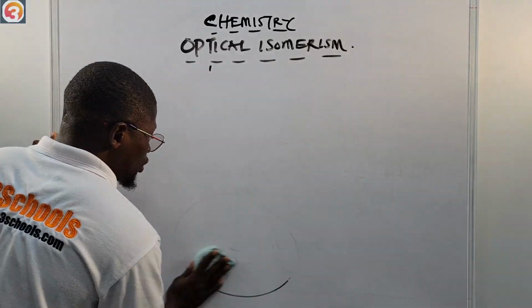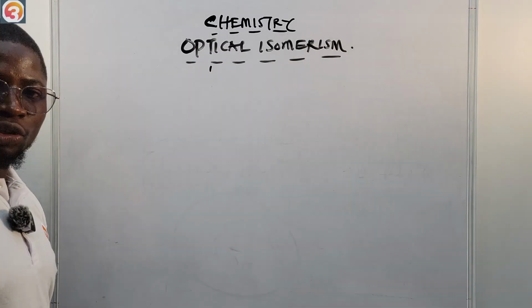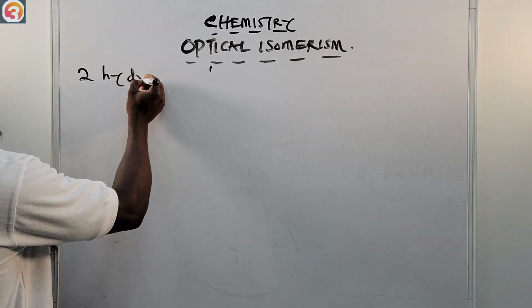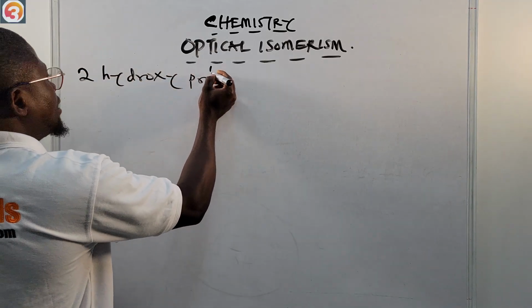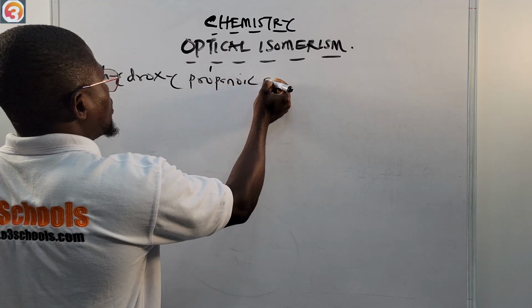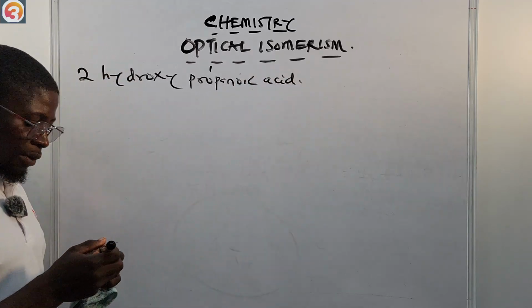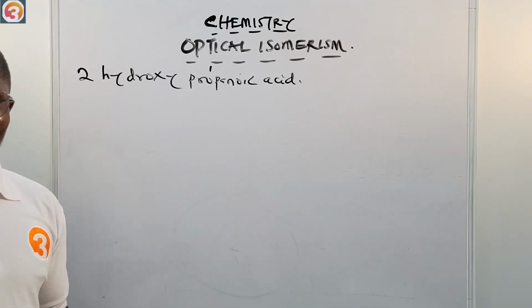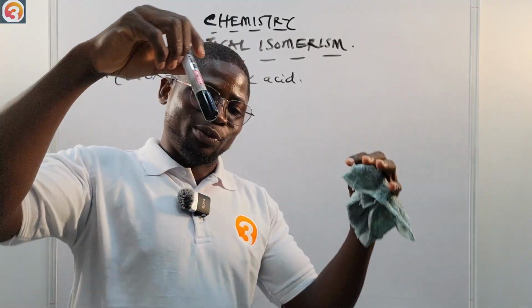2-hydroxypropanoic acid, and then we are told to draw the enantiomer. Okay, for example, we have 2-hydroxypropanoic acid. So please take note, we are going to learn how to name organic compounds. We are not just there yet. When you get there, you will name compounds until you tire.